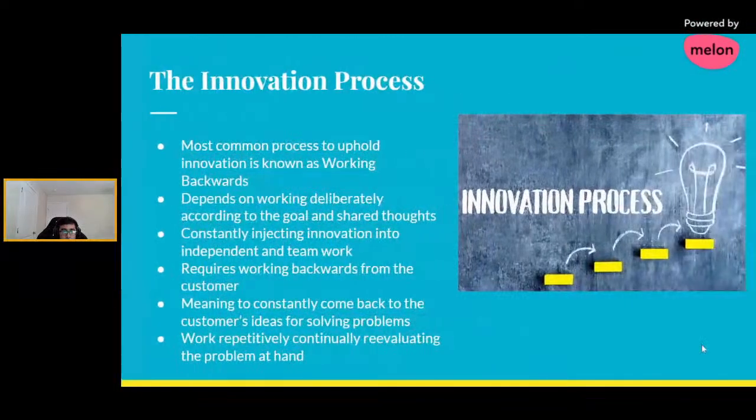All right, now for the actual innovation process. The most common process to uphold innovation is known as working backwards. This depends on working deliberately according to the goal and shared thoughts. It's constantly injecting innovation into independent and teamwork. It requires working backwards from the customer, meaning to constantly come back to the customer's ideas for solving problems when needed. Over here, you're going to try to work repetitively and continually reevaluate the problem at hand in order to solve it the best way.